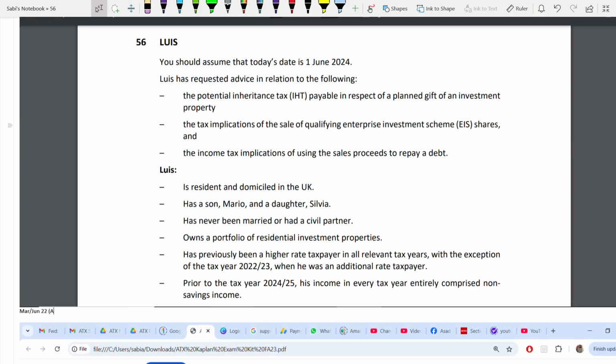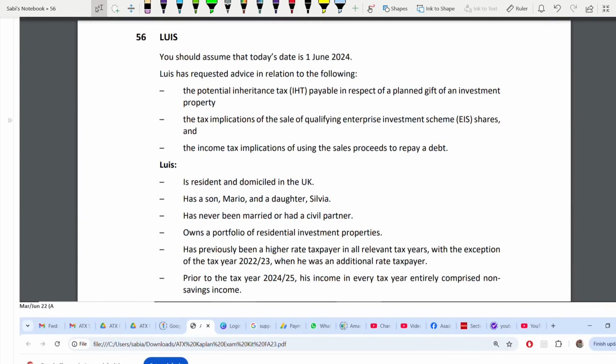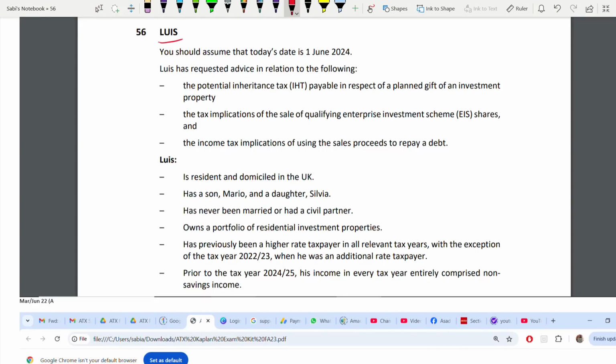So the questions that I've done are question 1, 2, 3, 4, 16, 19, then 25, 51, 45 and 56. So now let us do the last question for this session before I close for this session. It's on Louis, and this is from your March-June 2022 paper.